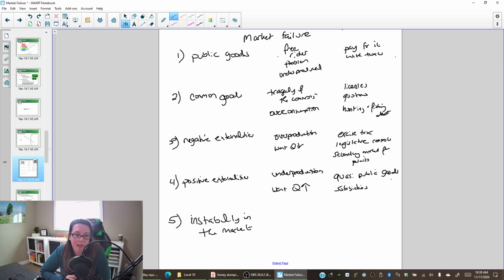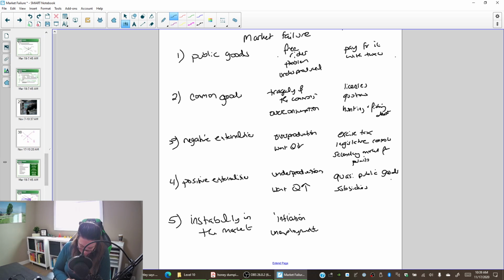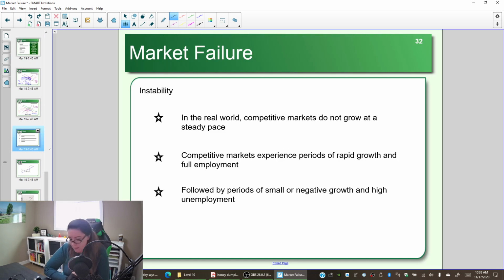When we mean instability in the market, we're talking about business cycles, periods of rapid growth followed by contraction. This is problematic because it leads to inflation, prices going up if our economy is growing too fast, and unemployment. When the economy contracts, we lay people off, they don't have jobs, they can't spend money. That impacts the economy as well. So let's take a look at what we mean by instability in the market.